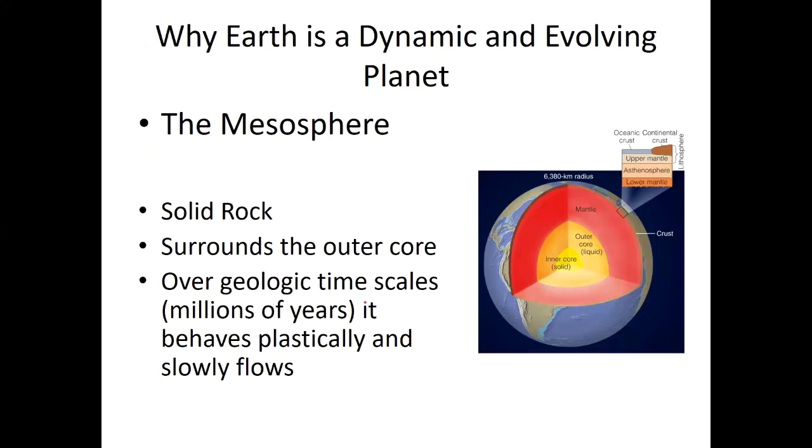So outside of the outer core is the mesosphere. Now the mesosphere makes up the majority of the mantle, the chemical layer known as the mantle. Meso means middle, so this is the middle part of the planet. It's solid rock. As I said, it surrounds the outer core. But because it's deep, it's very hot, has a high temperature, and it's at a large pressure.